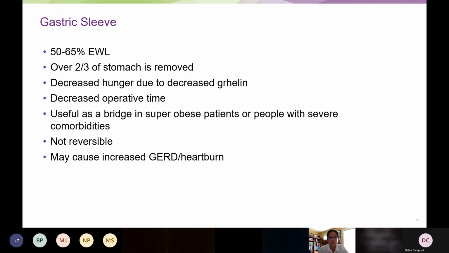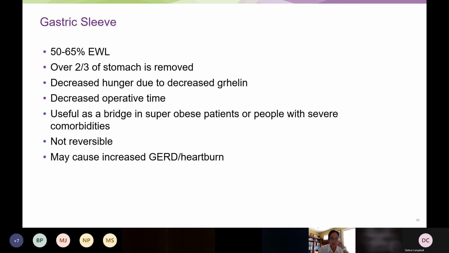So the estimated weight loss with the gastric sleeve is anywhere from 50 to 65% of their excess weight. Another way the gastric sleeve works is people's hunger decreases due to decreased secretion of ghrelin, which is actually secreted by the greater part of the greater curvature of the stomach. The surgery actually can be done in less than an hour, so it has low operating time, which makes it ideal for people that are high comorbidities or super obese, but it's not reversible.